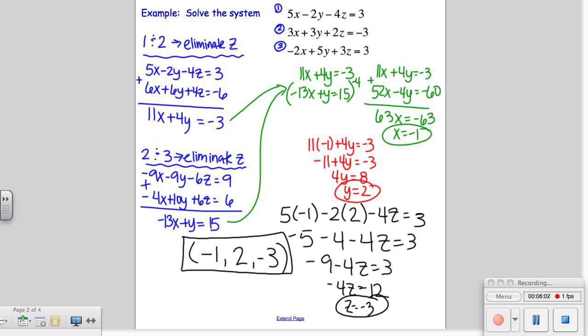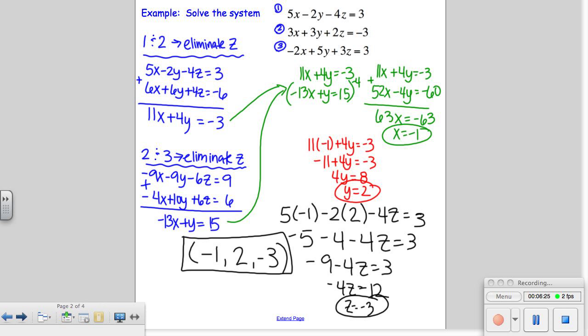If we just look again and see what we did, we picked 2 equations and eliminated one of the variables. We picked a different 2 equations and eliminated the same variable. I was down to 2 equations with 2 unknowns, and then I just solved that system and kept plugging back to get the final answers.